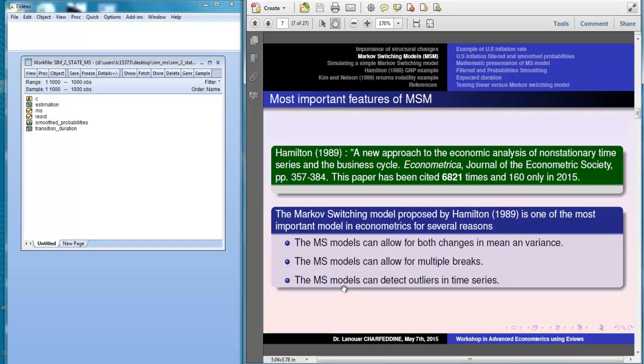It has been used in many research articles. The advantage of this model is that it can be used to model changes in mean and in variance. Also, this model allows for multiple breaks, and it can detect outliers inside a time series.